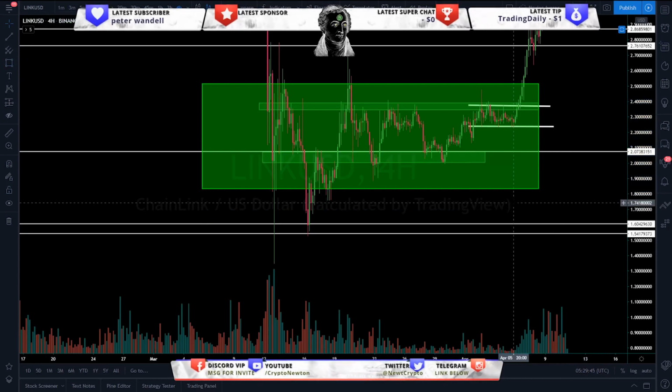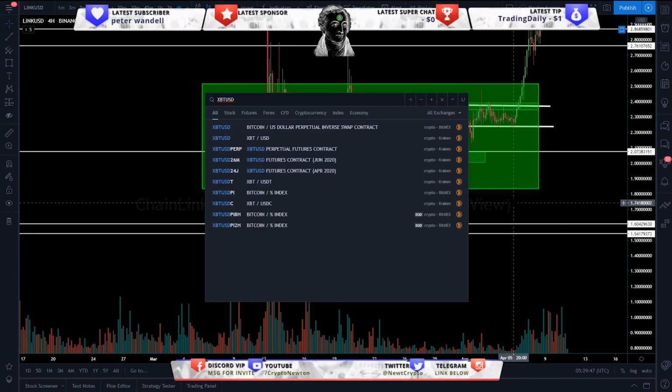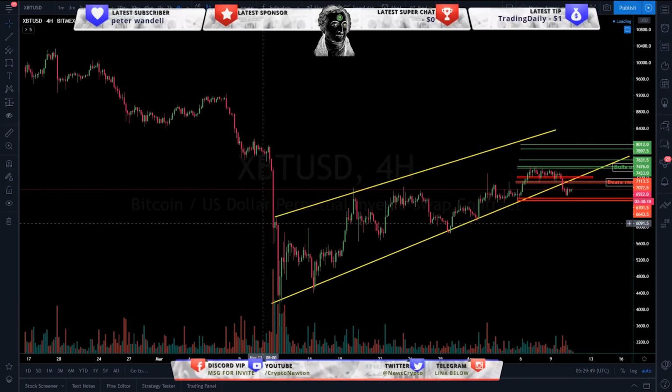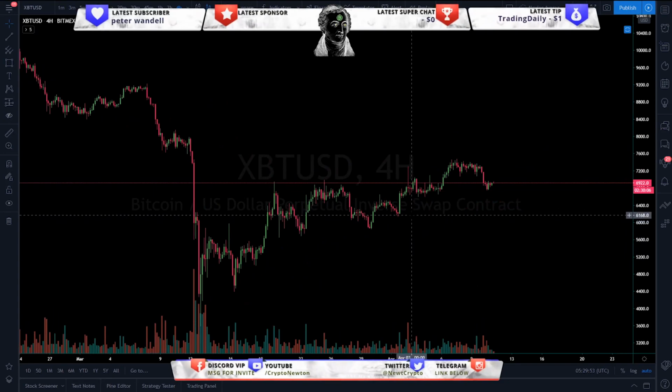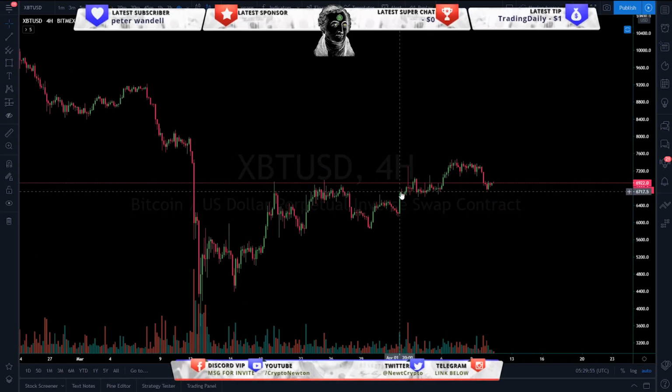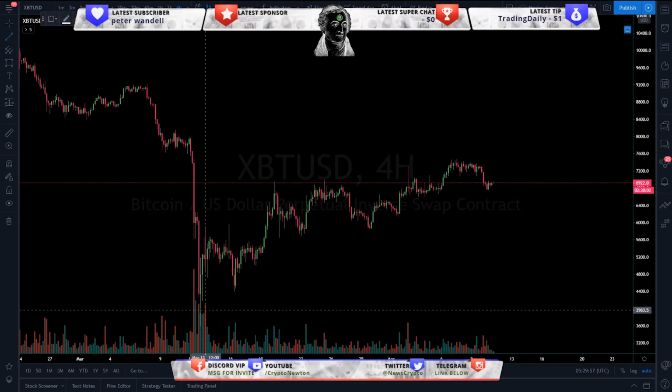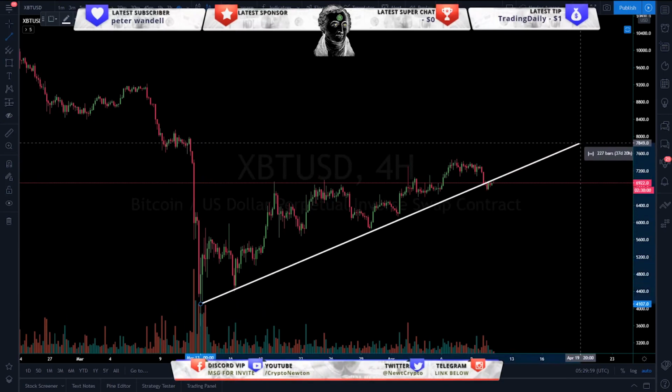I'm going to go on to Bitcoin here and actually use some great examples for you guys. So I will get rid of everything here. I will get rid of everything. We're going to have a chart by itself. Now, firstly, obviously, we have this trend line of support we've been talking about.